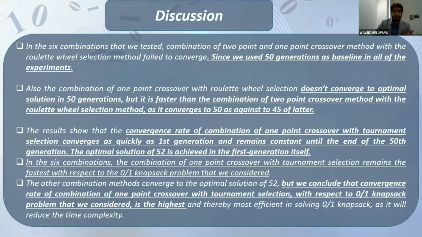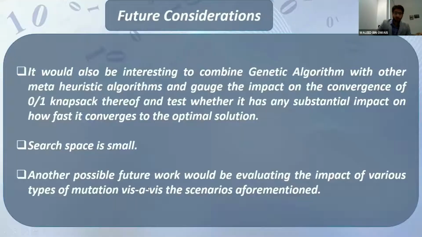Okay, so only two scenarios failed to converge, but we concluded that the convergence rate of the combination of 1-point crossover with tournament selection, with respect to 0/1 knapsack that we consider, is the highest. Why? Because the number of generations is less, and thus we conclude that this crossover method and this tournament selection is the most efficient in solving 0/1 knapsack, and that would reduce the time complexity. Now, a lot of future considerations.